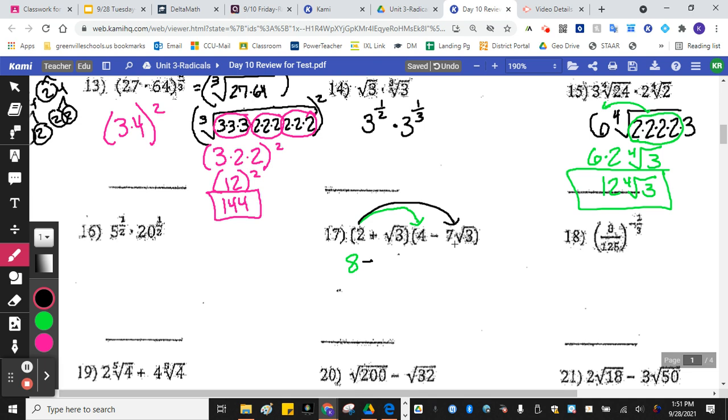When you multiply 2 times negative 7 square root 3, the 2 is on the outside, so you multiply with the outside of the 7. So negative 14 square root 3. Square root 3 times 4 is 4 square root 3. And square root 3 times negative 7 is negative 7 square root 9.